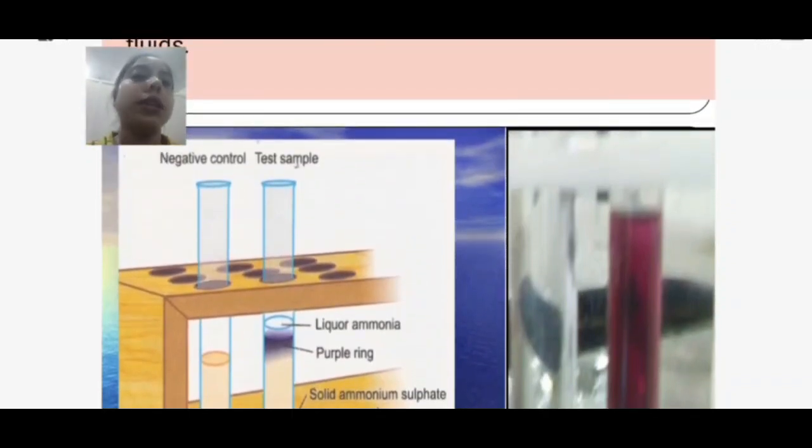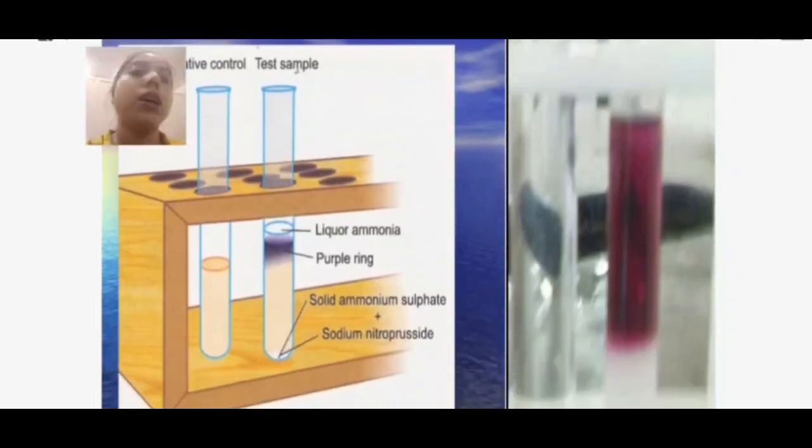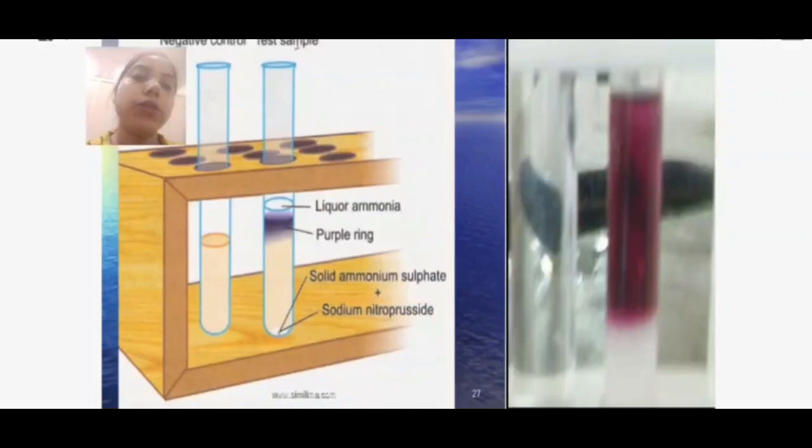Now in this diagram you can see the result very clearly. We have two test tubes. The right one is showing the purple color ring. The upper portion of fluid is liquid ammonia, and at the bottom of the tube we have sodium nitroprusside and ammonium sulfate.